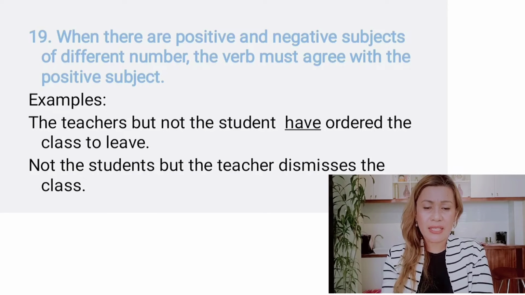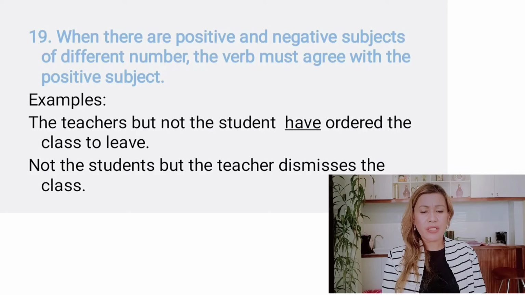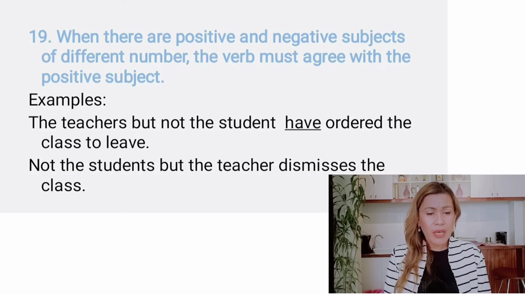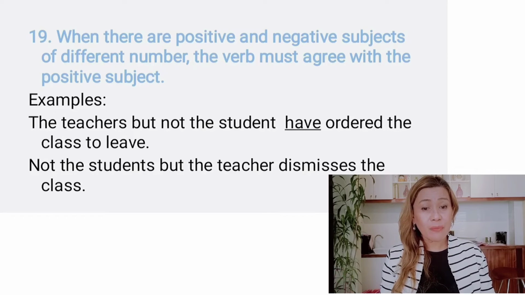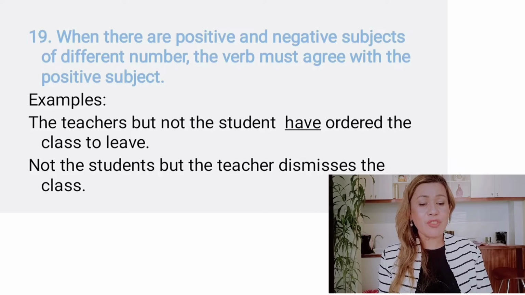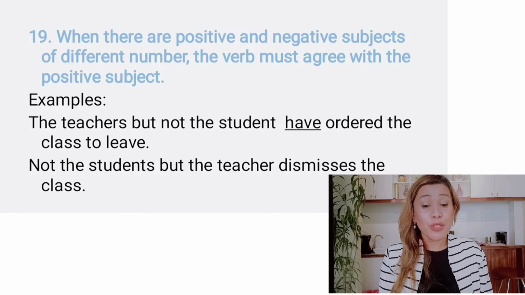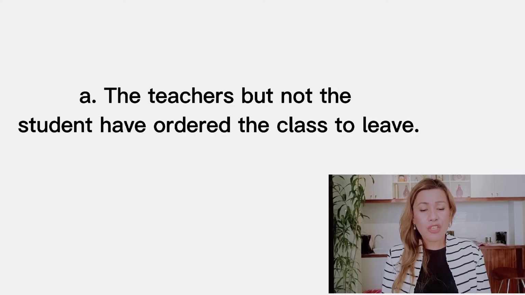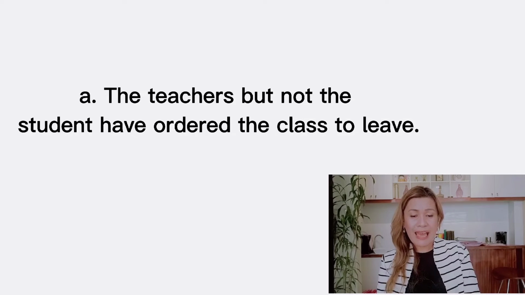Rule number 19 says, when there are positive and negative subjects of different number, the verb must agree with the positive subject. What does that mean? That means that in your subject position, you have a positive subject and a negative subject. How do I know it's the positive subject and it's the negative subject? You would know that it's the negative subject because you will see the word not. So let's take a look at this example. The teachers, but not the student, have ordered the class to leave.